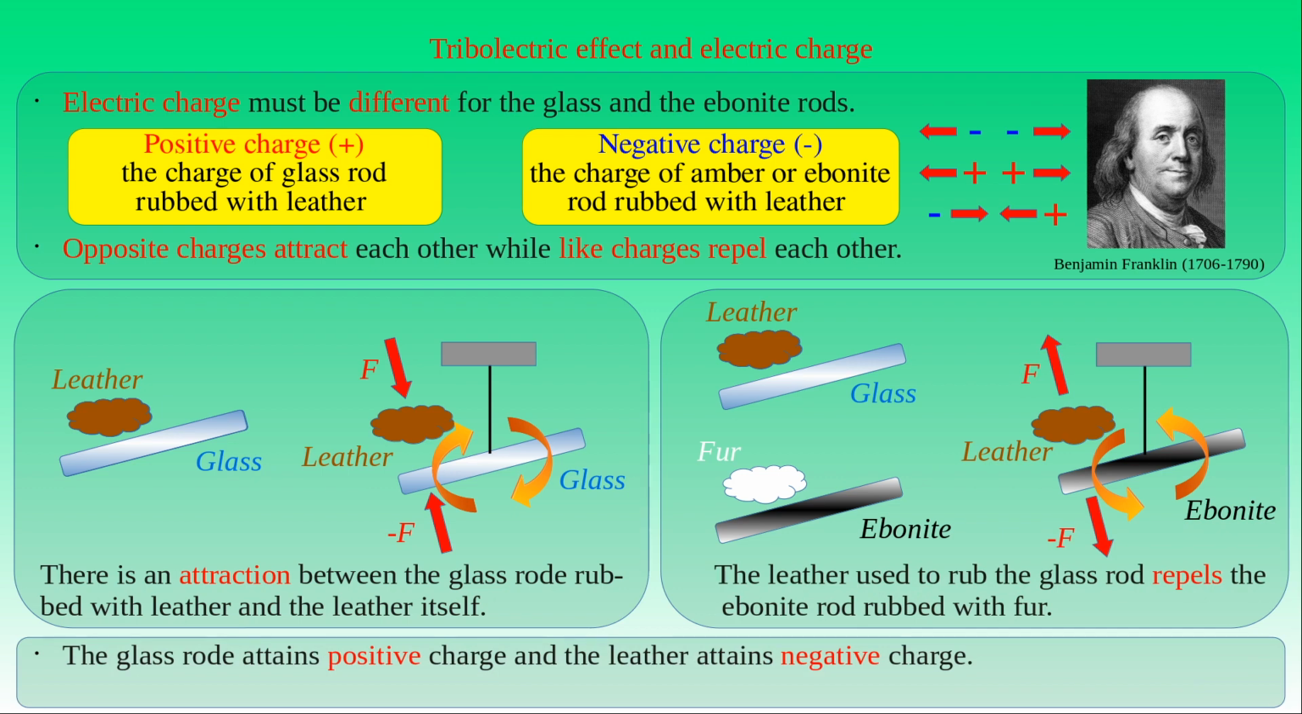In general, if we rub two bodies against each other which are made of different materials, then the bodies attain opposite charges. Therefore, the rubbing does not create any charge but separates opposite charges in bodies.